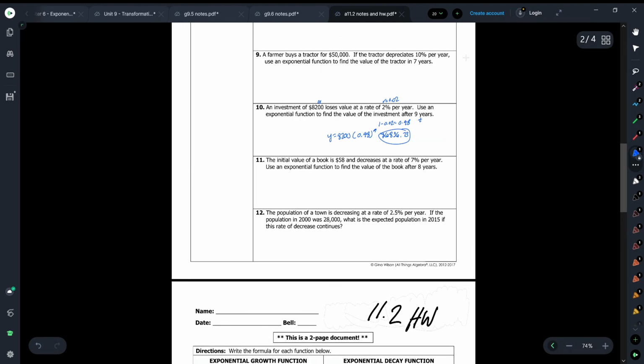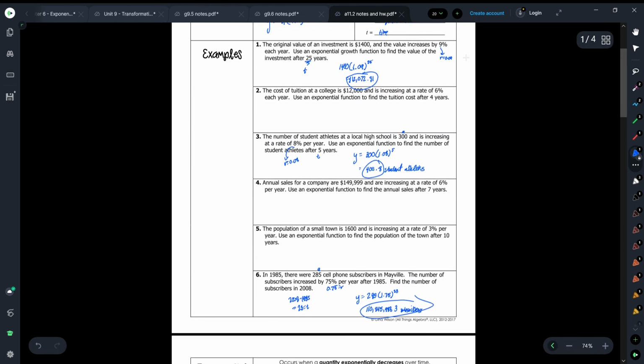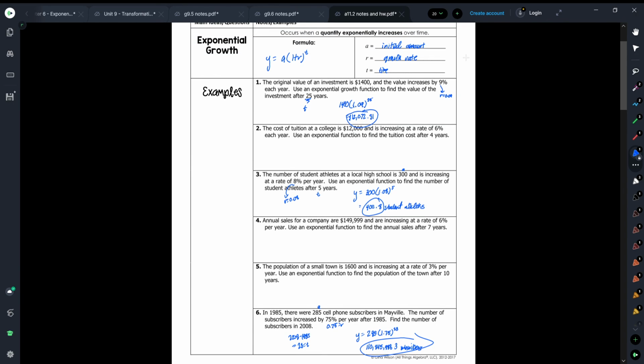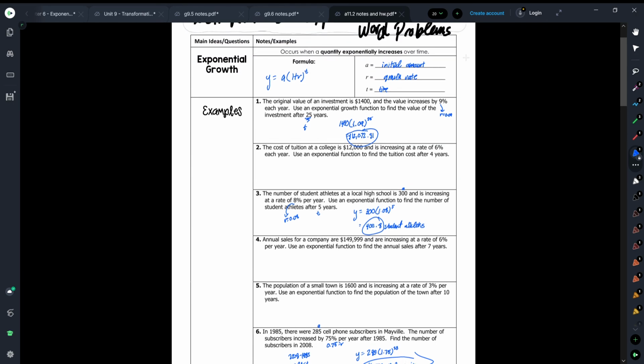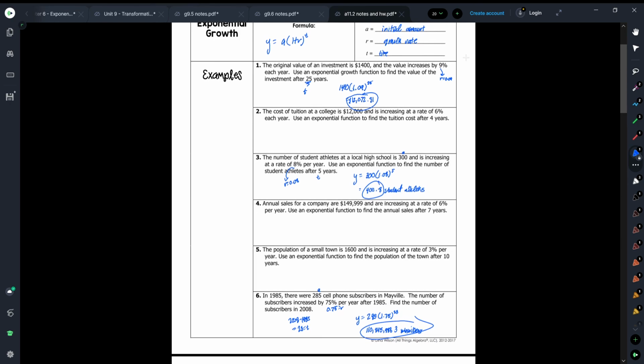Okay, and that's the gist of it, guys. You're just kind of figuring this out. The decreasing and depreciating, that tells us that it's a decay problem. If it's talking about increasing or getting bigger, that's a growth problem, okay? This is only an 8-minute video, but it's really just kind of taking the word problems and plugging them in.